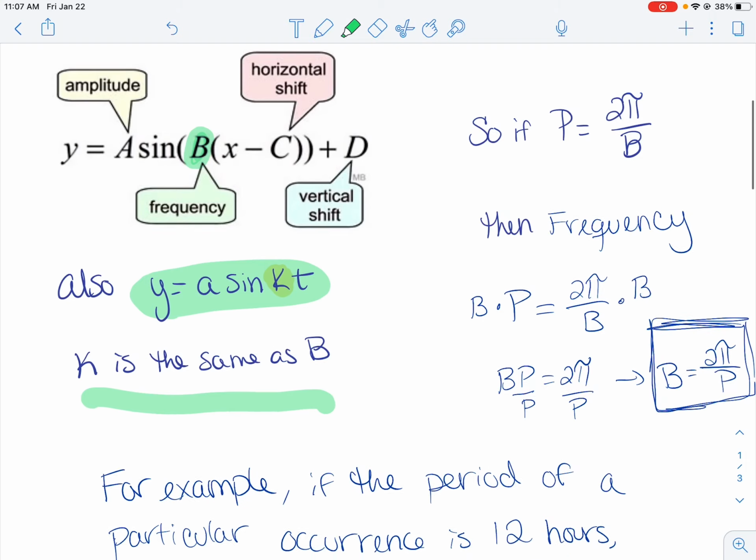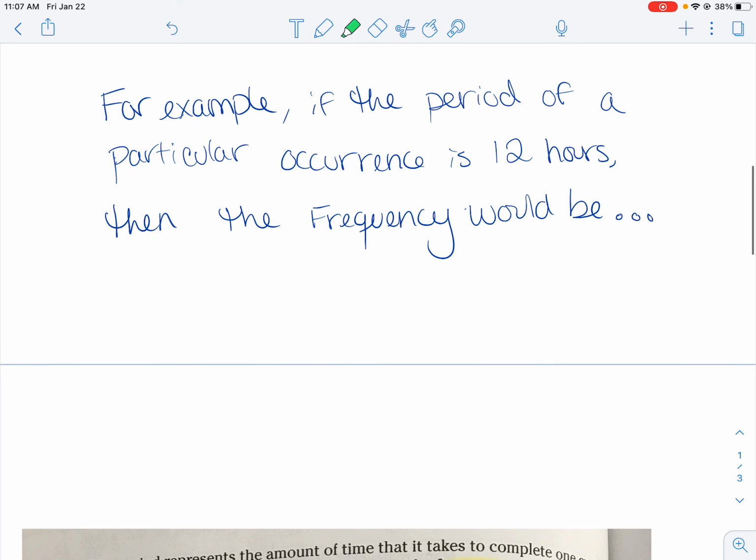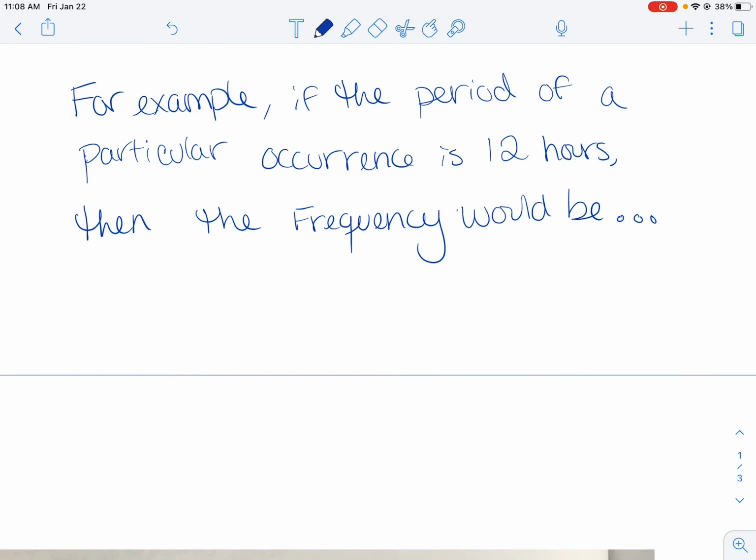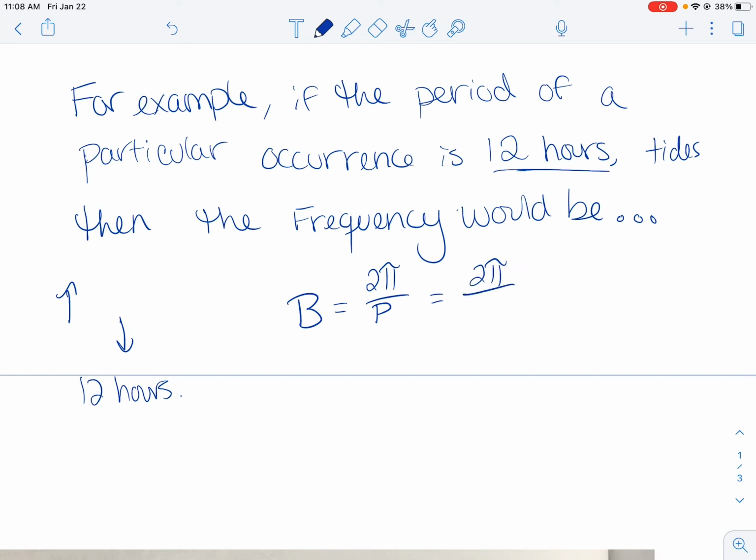Let's do one quick example. If the period of a particular occurrence is 12 hours, maybe we're talking about tides, we have one high tide and one low tide every 12 hours. It's about 12 and a half hours exactly, I think, but for simplicity's sake, we'll call it 12 hours. What would the frequency be? If the frequency is equal to 2 pi divided by the period, then the frequency would be 2 pi divided by 12.